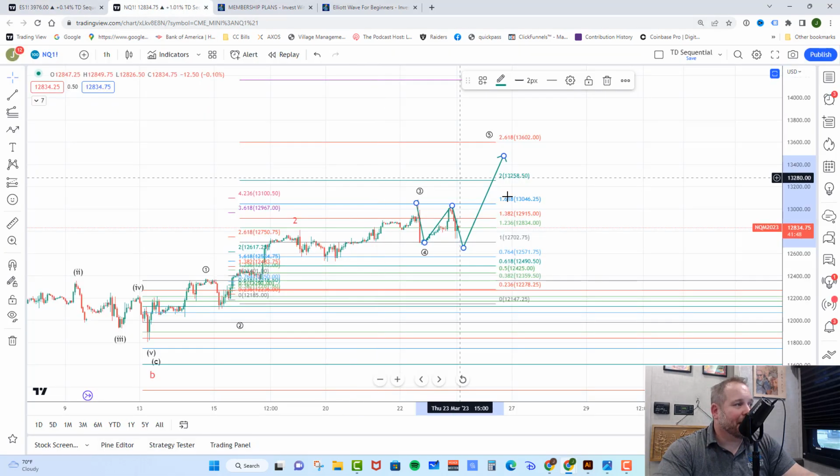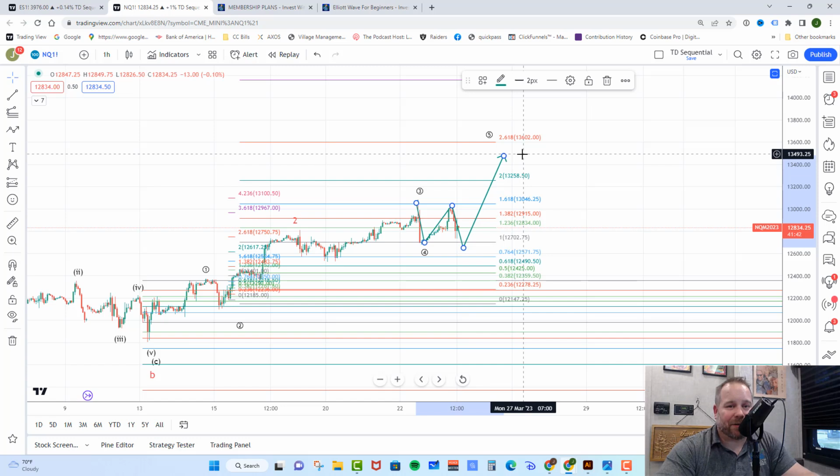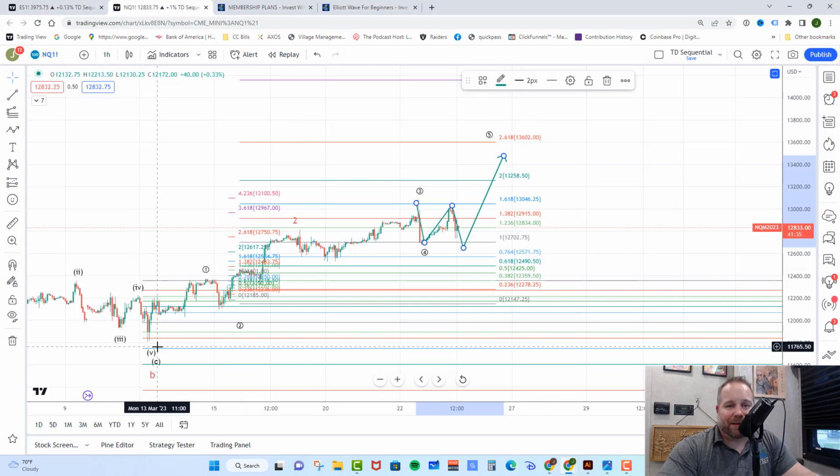Over on the NASDAQ, still playing pinball. We could see a little bit lower into our support area before seeing higher, or we have a 1-2 setup that points us closer to that 13,600 area. Ultimately, we need to hold 12,490 to complete a more impulsive move up. Otherwise, a break of last week's low is very bearish.